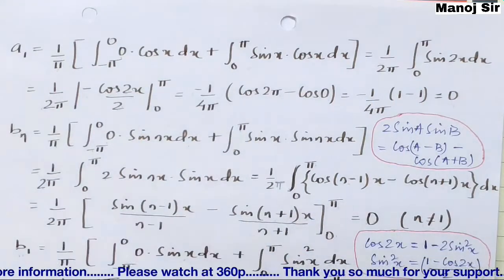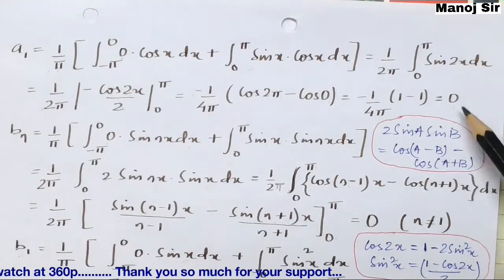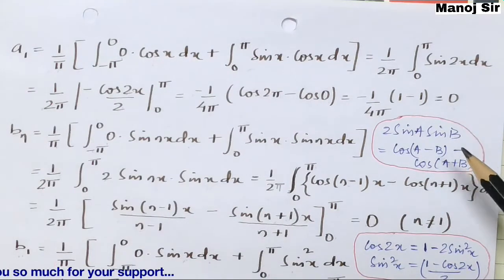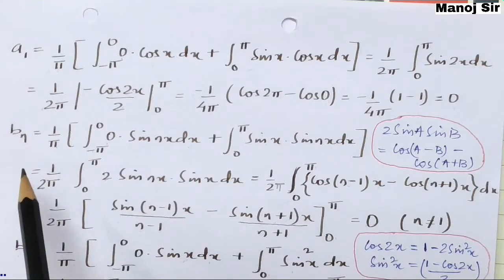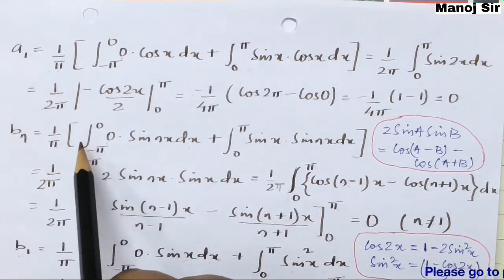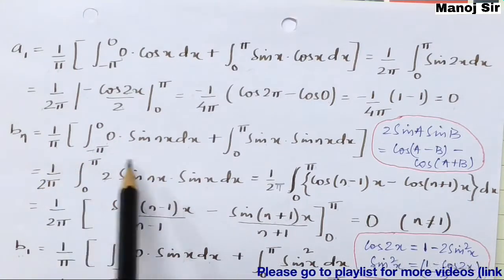So here we have a1. The value of a1 is 0. Now after this we will find bn. bn equals 1 upon pi. Yes, by Euler's formula we have this formula.